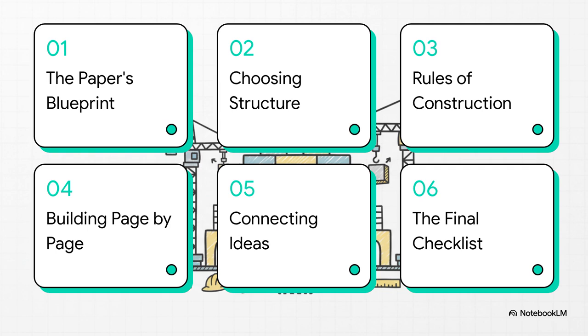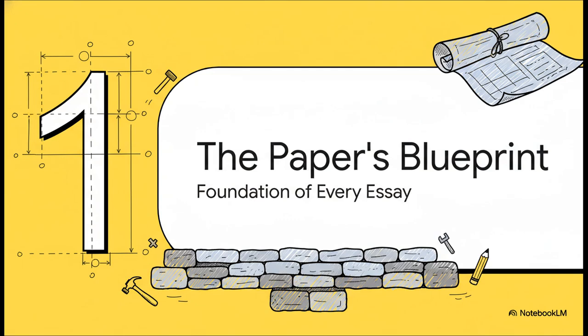So here's our game plan. We'll start with the universal blueprint that works for any paper. Then we'll look at some specialized designs. We're going to master the building code, go through a page-by-page construction guide, learn how to connect all our ideas, and wrap it all up with a final inspection checklist. Ready? Okay, first things first.